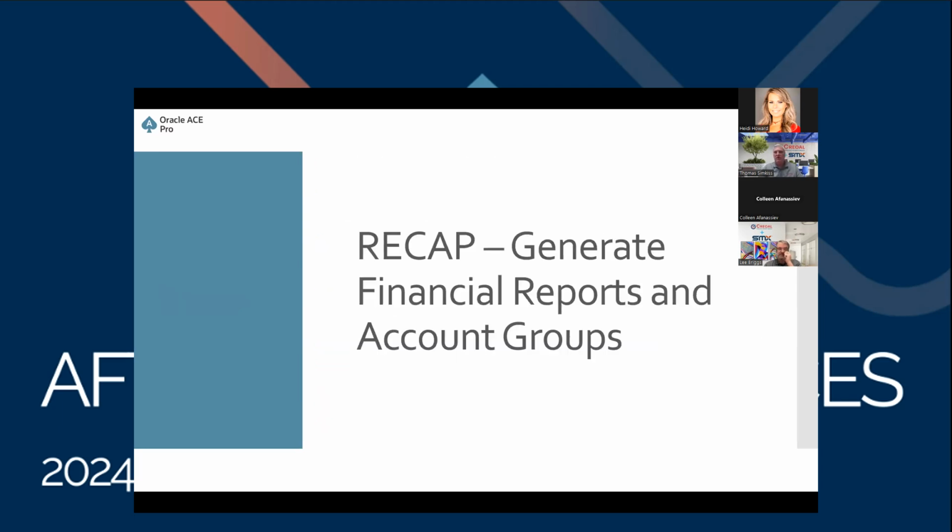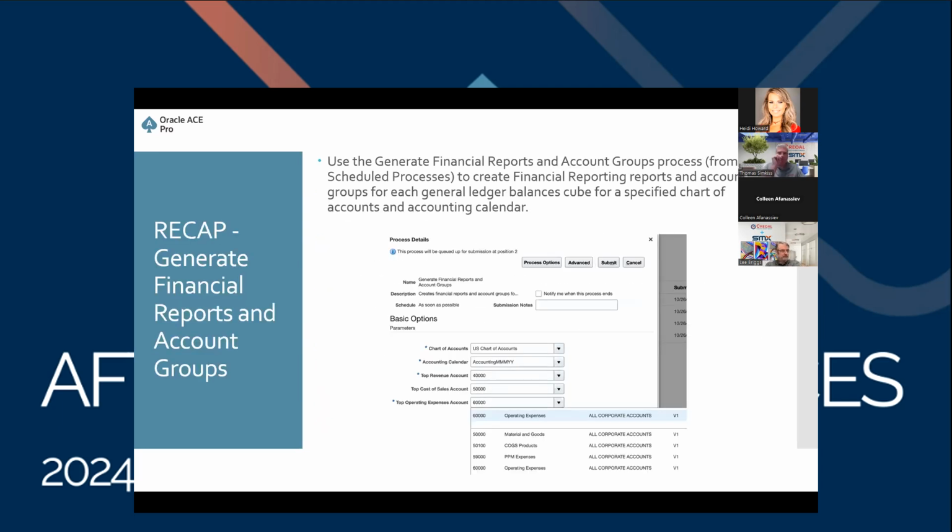So, recap: generating financial reports and account groups. Assuming you set your hierarchy up the right way, there's a process out there, and brilliantly enough, it's called Generate Financial Reports and Account Groups. I bring this up mostly because for a long time, especially in the EBS world, customers were always surprised that Oracle didn't come with an out-of-the-box financial statement. And my response to that was always, well, everyone's financial statements are different, and they are. Everyone's looks a little bit different, but it's base level. An income statement has to have a revenue account. It should have cost of goods sold, and it should have expenses, right?